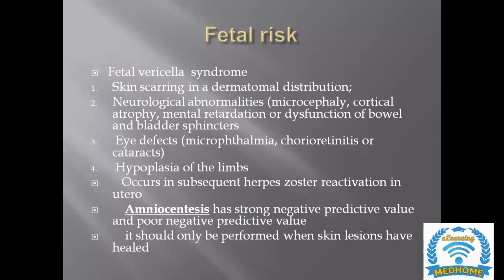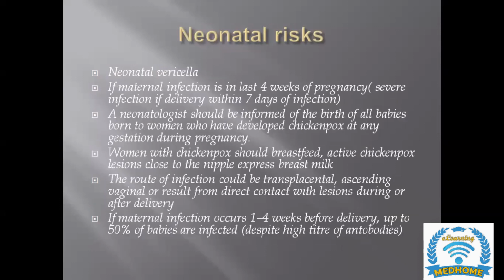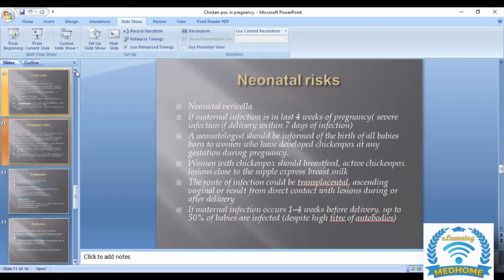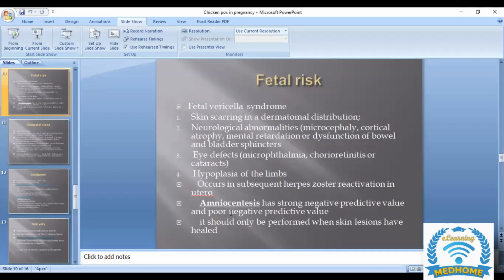Amniocentesis has a strong negative predictive value, but, sorry, it has to be written poor positive predictive value. What does negative predictive value mean? If the amniocentesis doesn't detect the viral DNA, then the virus may not be present. That's why we are going for it. Let me correct it: poor positive predictive value.